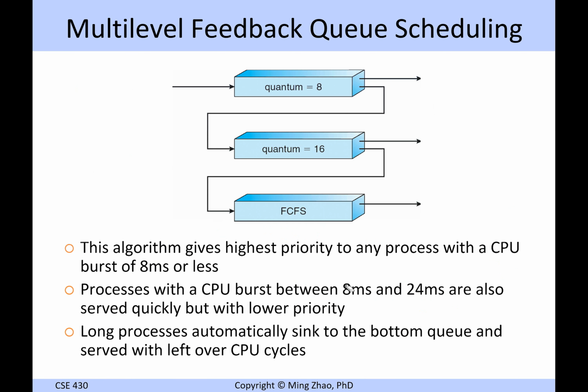Now, with multi-level feedback queue scheduling, you see that we not only have multiple queues, we have these queues here, but these queues are also connected. Essentially they're connected, so let me explain how they are connected.